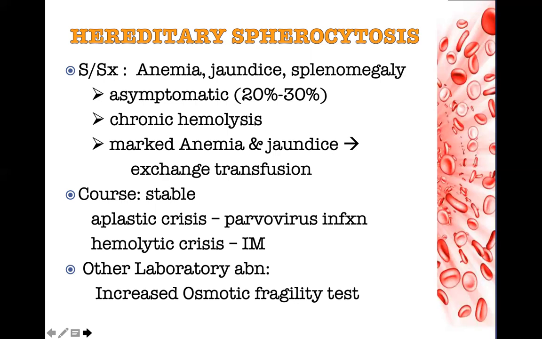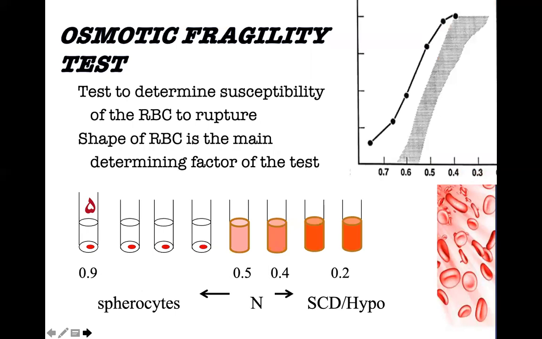In the laboratory, one of the tests that we can use to differentiate a normal red cell from hereditary spherocytosis is your osmotic fragility test. So the test is used to determine the susceptibility of the red cells to rupture. The shape of the RBC is the main determinant factor of the test.